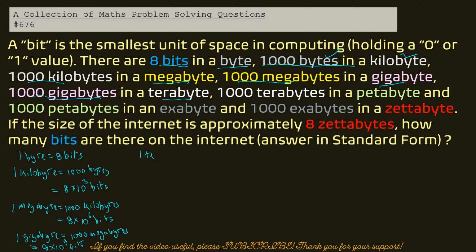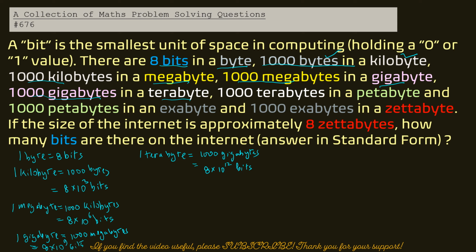So 1 terabyte equals 1000 gigabytes. So that equals 8 times 10 to the power 9 times 10 cube. So that's 10 to the power 9, 10, 11, 12. So 8 times 10 to the power 12 bits. So we get 1 terabyte is 8 times 10 to the power 12 bits.